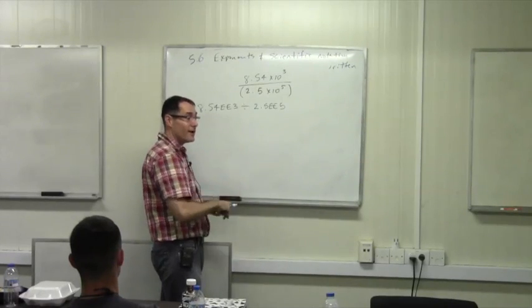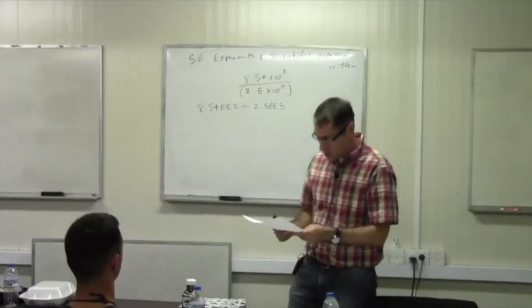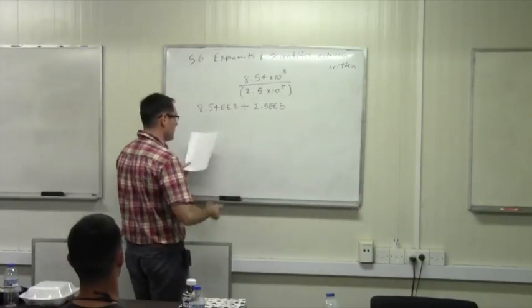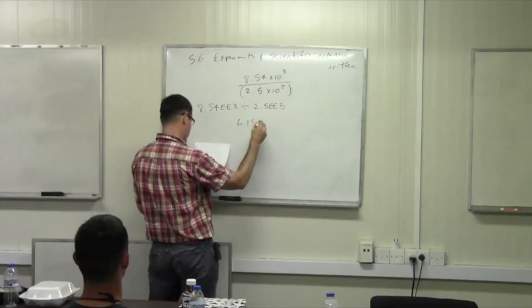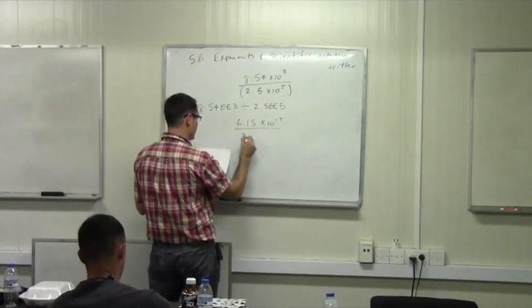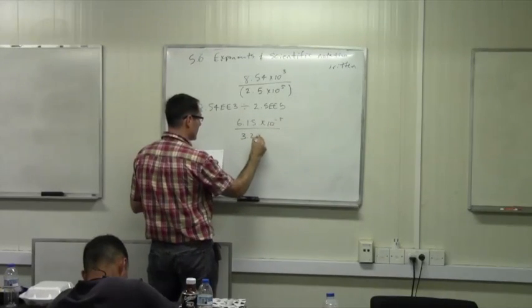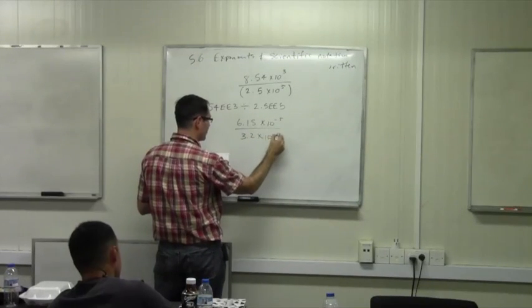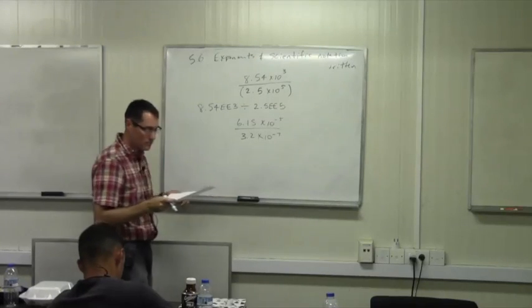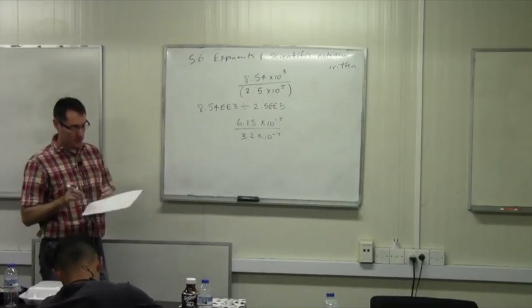All right. Did you figure it out, Amy? Okay, good. All right. So let's try this one. 6.15 times 10 to the negative 5 divided by 3.2 times 10 to the negative 7. Try that one on your own.